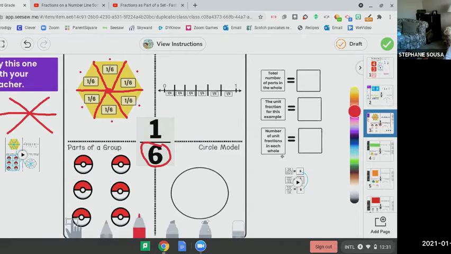And just for good measure, I'm going to count and make sure that I actually do have all 6 shown. 1, 2, 3, 4, 5, and 6. Boom. Check that out. I have all 6 pieces. Oh, yeah.